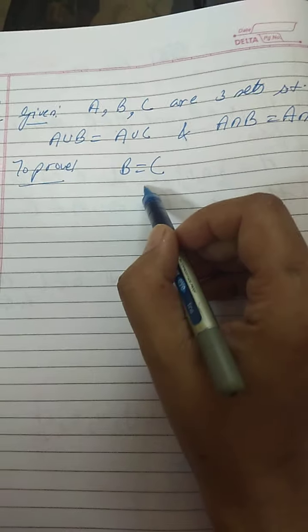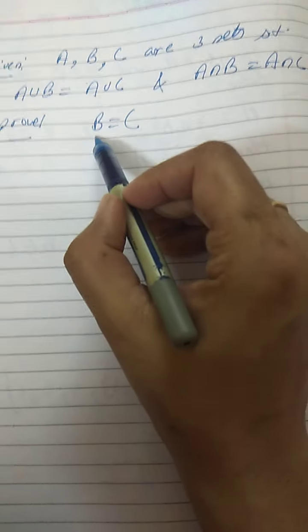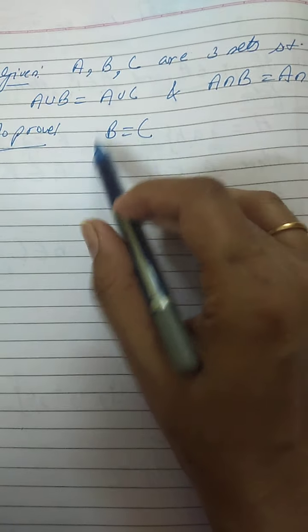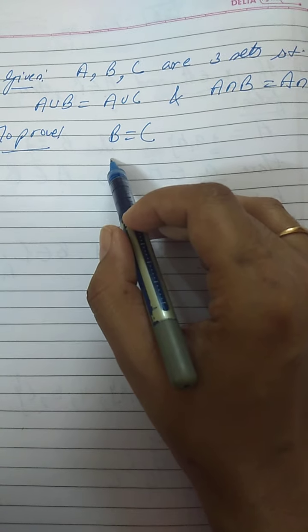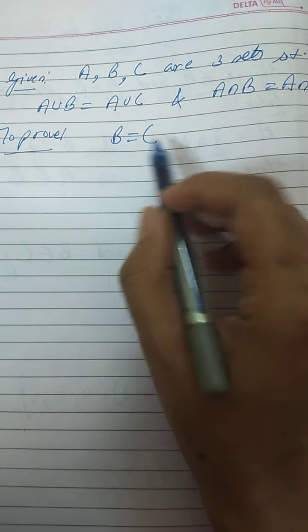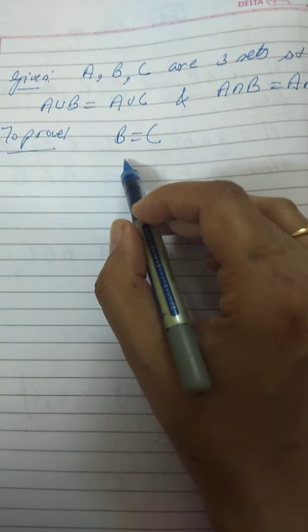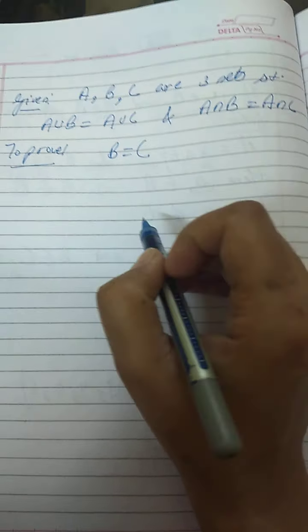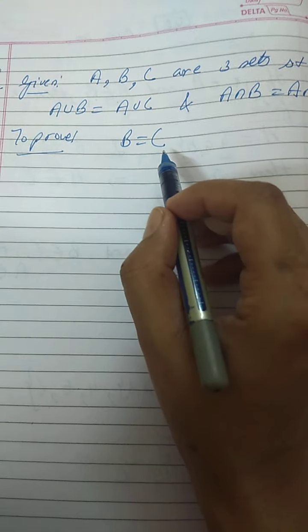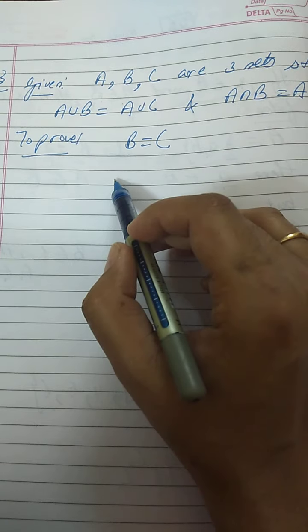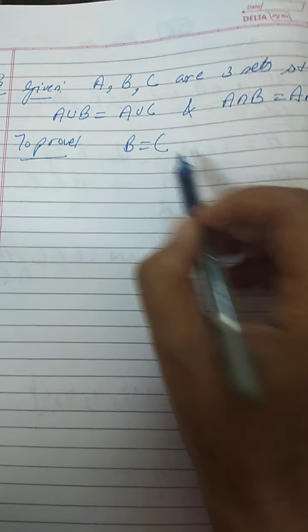So in order to prove the result, we will take any element in the set B, and if I am able to show that B is a subset of C and C is a subset of B, then what will happen? If B is a subset of C and C is a subset of B, that means set B is contained in C and set C is contained in B. It means both the sets are equal, right? So this is what we will do here. We will first prove B is a subset of C, and then we will prove C is a subset of B. Ultimately, we will do this.